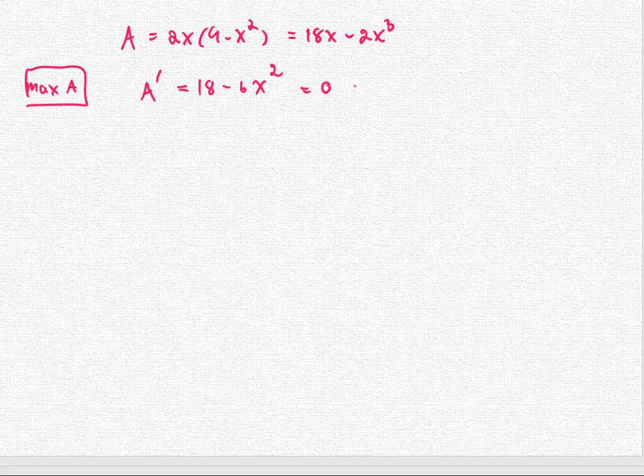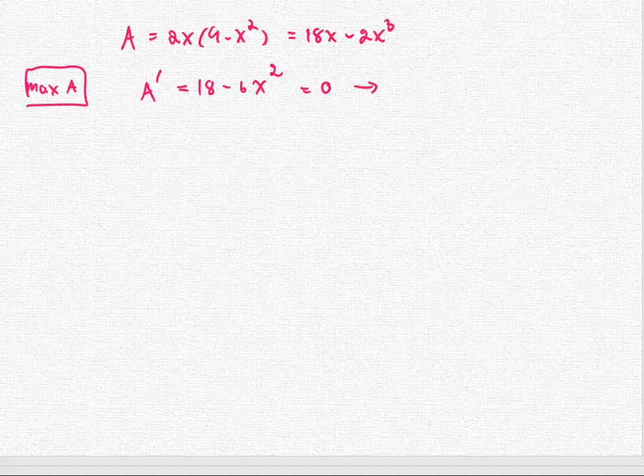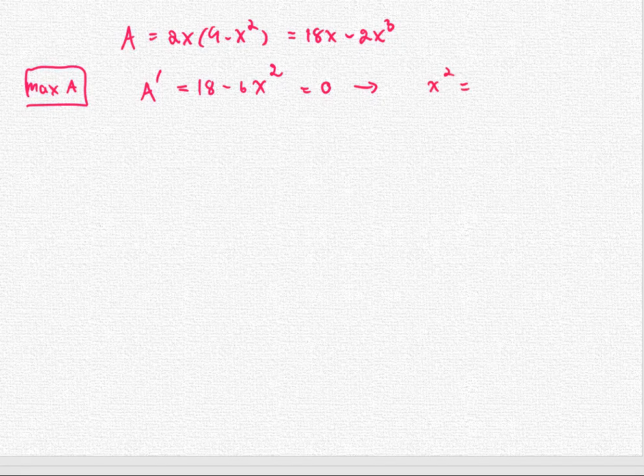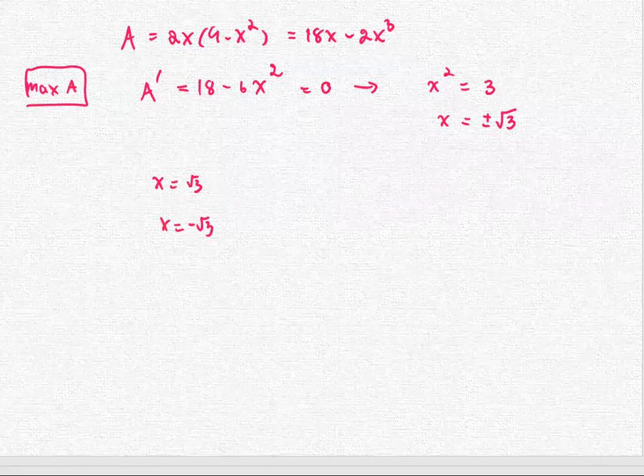Polynomial, easy case. So A prime equals 0 is the case where we can find the critical number. Therefore, negative 6x squared equals negative 18. So then x squared equals 3, so x equals plus or minus square root 3. It can be both negative and positive. All right, so with x equals plus or minus square root 3, we have two critical numbers.